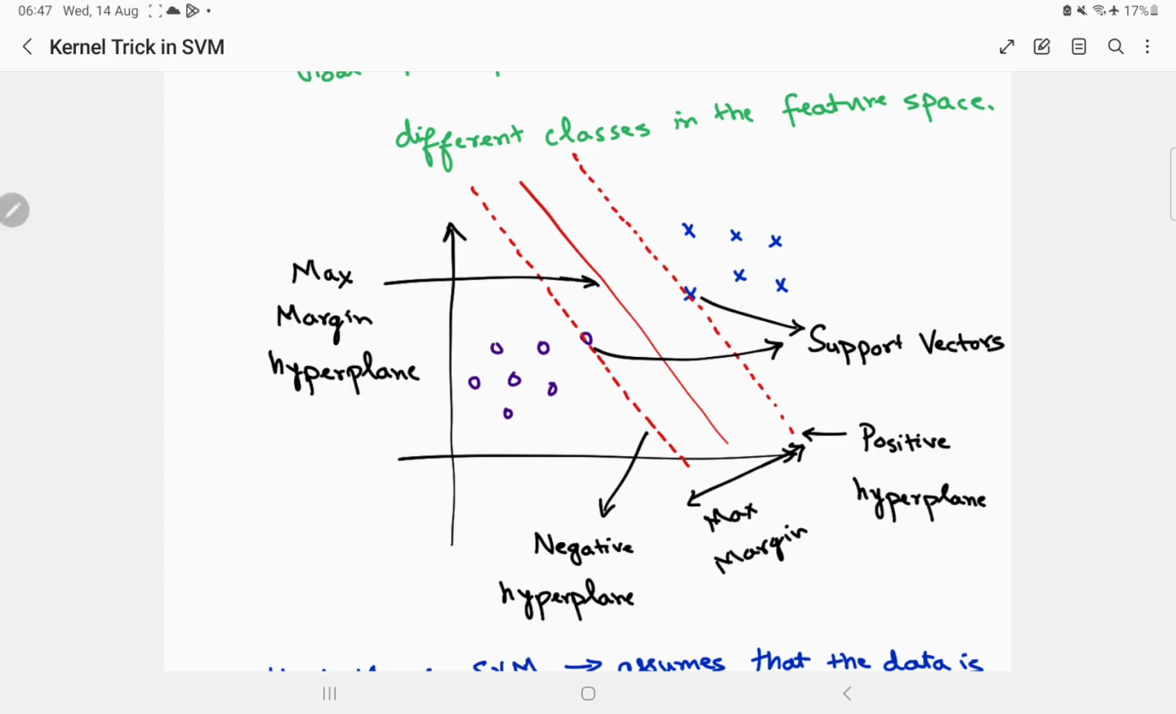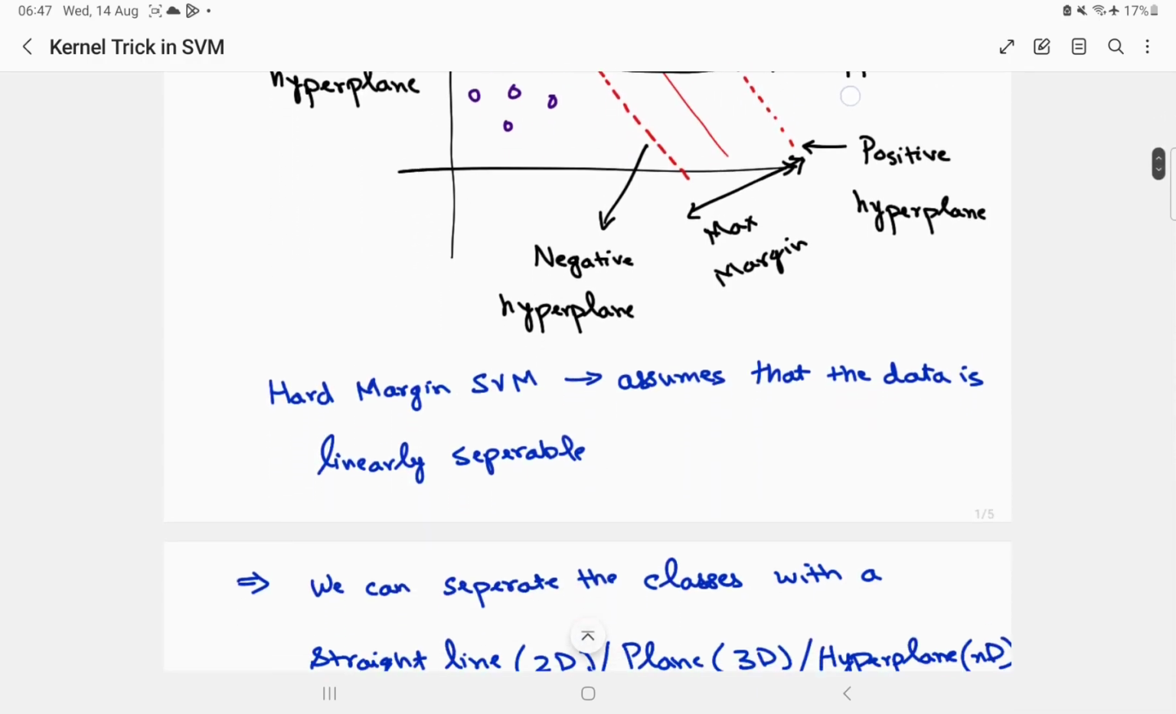These axis parallel hyperplanes are called the positive hyperplane, which separates the positive class from the negative class, and similarly, this is called the negative hyperplane. The gap between the positive and the negative hyperplane is what we call the maximal margin. And the points which are closest to the maximum margin hyperplane are called the support vectors. So just some terminology so that you are aware.